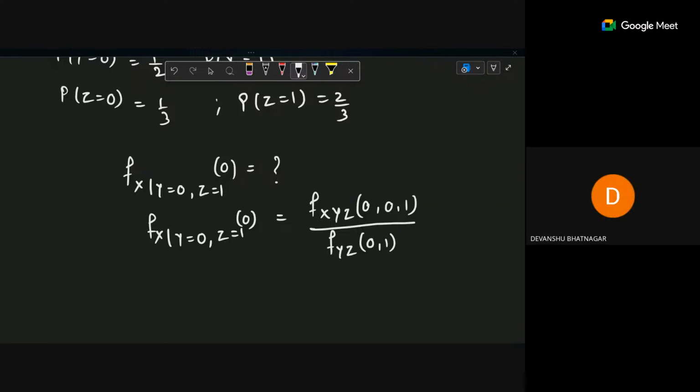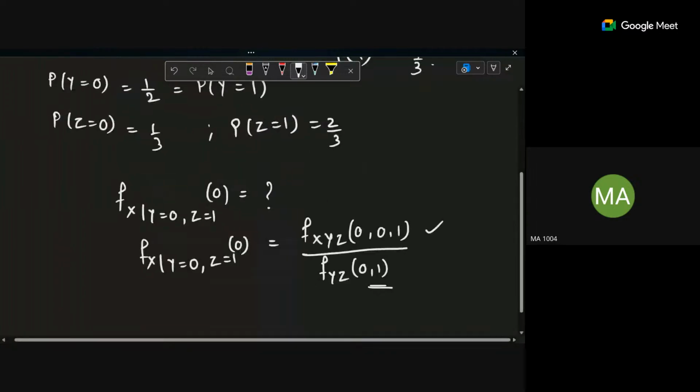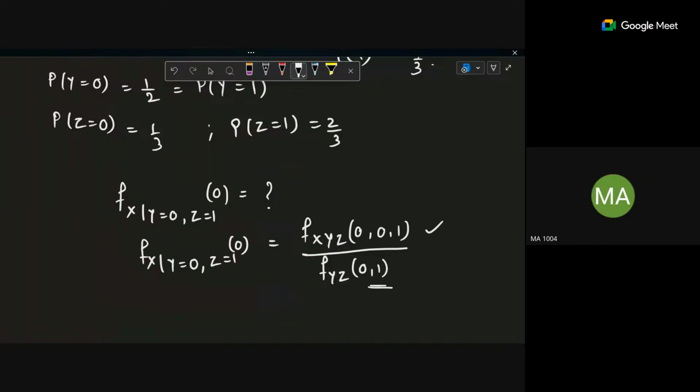So is any information given here, or is anything missing? The joint PMF fXYZ is given. Okay, this one, the marginal, is not given. So how to reach this point? You have the probability of Y is equal to 0 and Z is equal to 1, so you can go like that. What will fYZ at 0, 1 be?